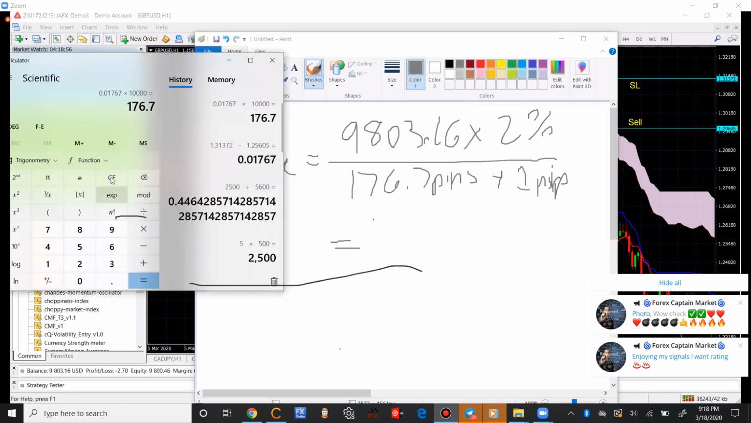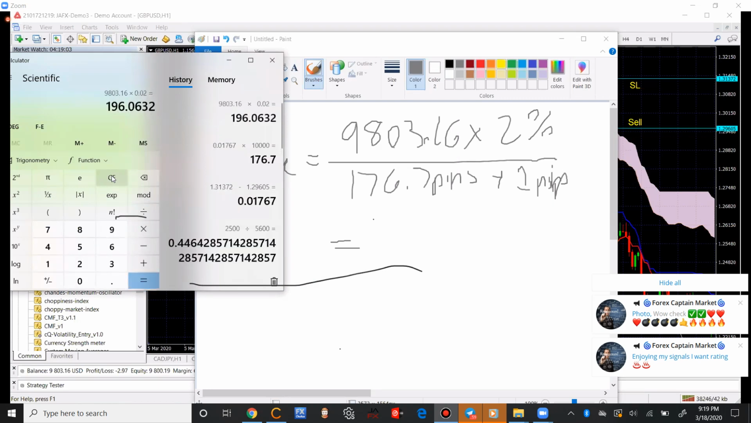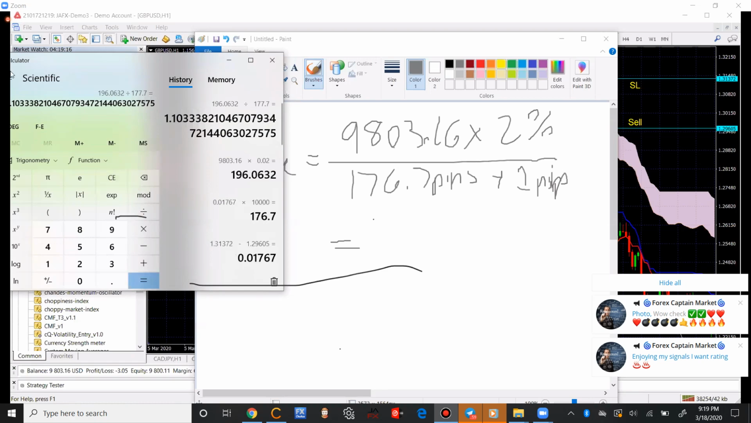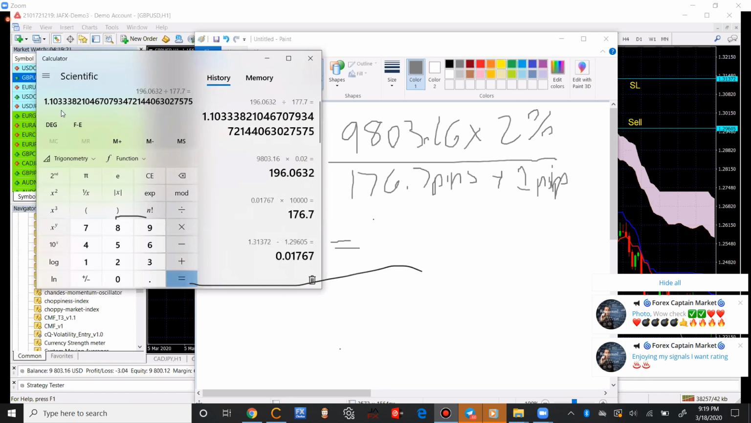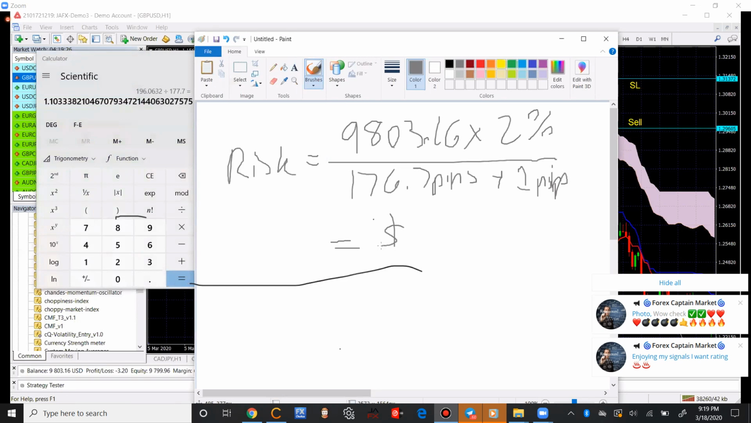Let's see, 803.16 times 0.02. Did I do that right? Yeah, I did. Okay. And you're gonna divide that by 177.7. That'll give us 1.10. So that'd be approximately dollars per pip. Okay. This will give you your risk.